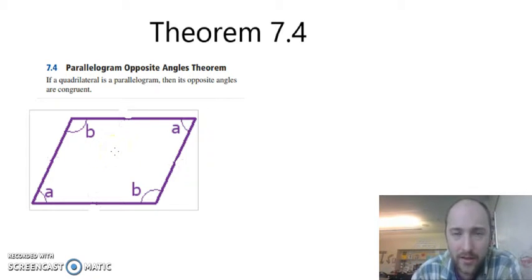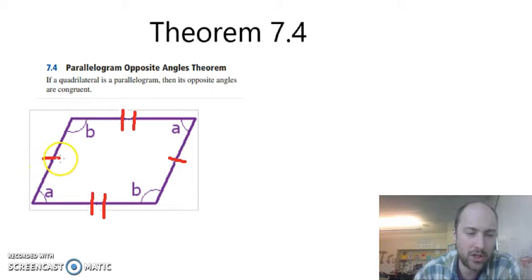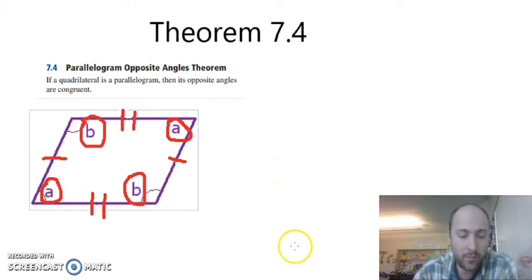If we have a parallelogram, if somebody states this is a parallelogram, we can say for sure that the opposite sides are equal. So this side, we can put our two dashes, must be equal to this side, and this side here must be equal to this side. And in addition, Theorem 7.4 says the opposite angles are equal. So this angle B is the same as this angle B. This angle A is the same as this angle A. So that is Theorem 7.3 and 7.4.